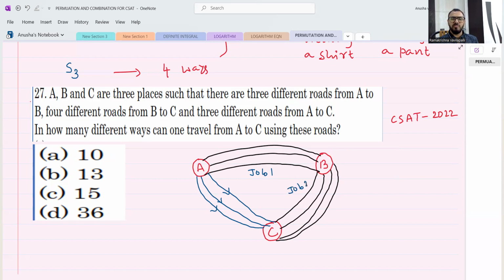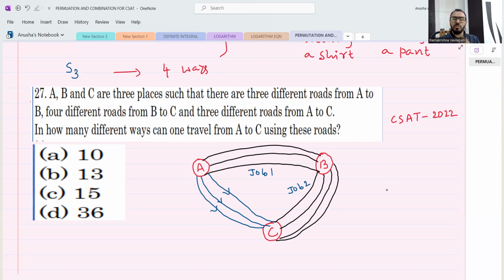This is job 2. Going from A to C is another job. Now the question is, in how many different ways can one travel from A to C using these roads? We have to travel from A to C, right? To travel from A to C, you can use the place B or go directly from A to C. Here I have used the word or.